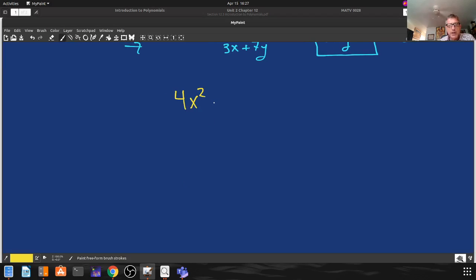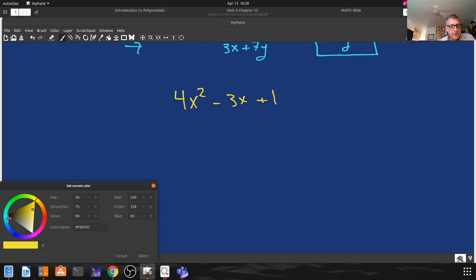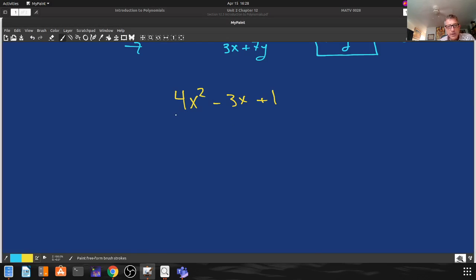4x squared minus 3x plus 1. So that's a polynomial in the variable x. And it has three terms. First term, second term, third term. This is called the constant term. And these two here are the variable terms.